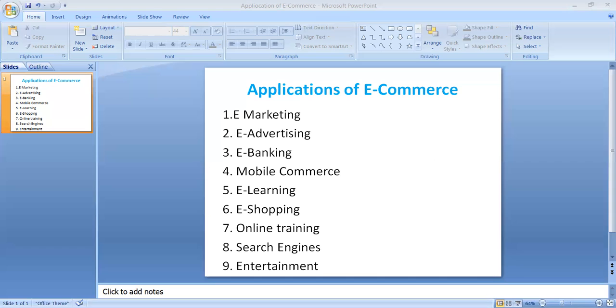Now I'll move to the fourth application of e-commerce, that is mobile commerce. Mobile commerce, m-commerce, everything is one and the same. M-commerce, mobile commerce, is the ability to conduct commerce with the help of a mobile device, such as a mobile phone or smartphone.